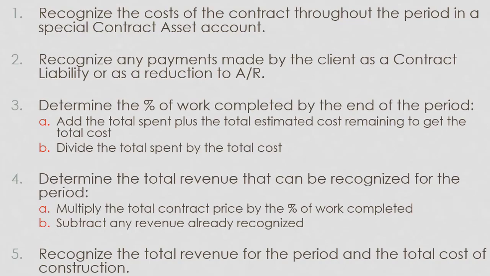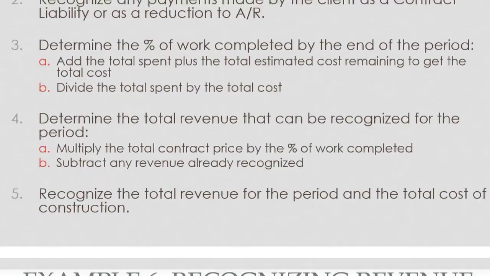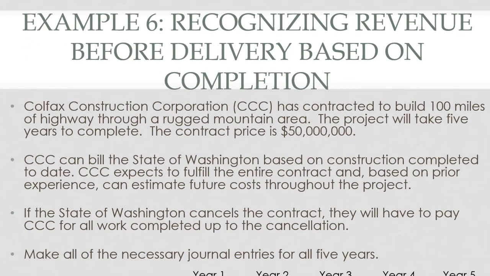Let's take a look at an example of this process. This is Colfax Construction Company, CCC. They've contracted with the state of Washington to build a highway, 100 miles of highway through a rugged mountain area. Going to take them 5 years to do it. They'll earn $50 million. That's the revenue coming in.